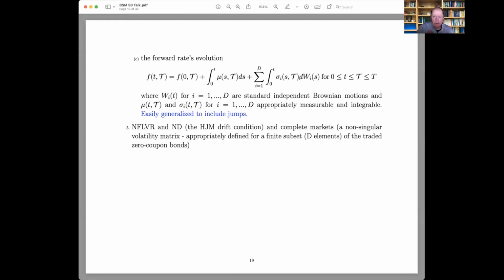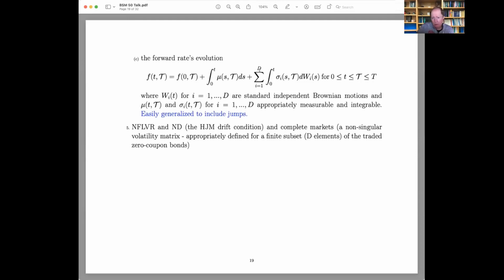HJM introduced a D-factor model with Brownian motions given here, but it's easily generalized to include jumps. It's been generalized to include an infinite number of Brownian motions. So it's been generalized in many ways. Given that structure, we need to impose conditions on the drifts and the volatilities such that it satisfies no arbitrage and no dominance. And on the drifts, that's known as the HJM drift condition.